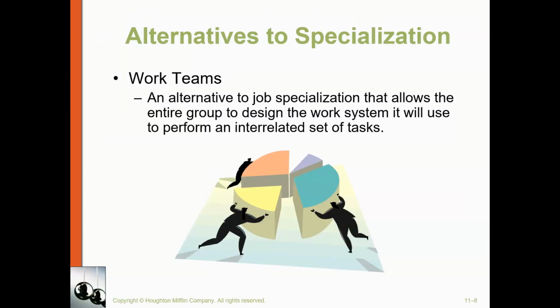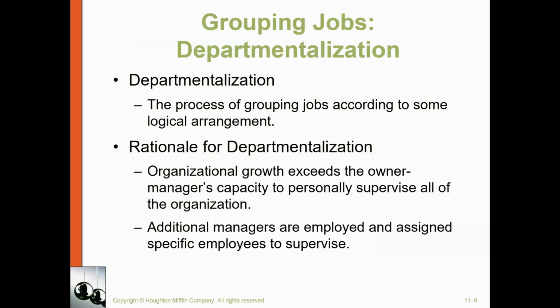Another alternative to specialization when we're talking about job design is to set up work teams. This gives the option of working together on something as opposed to individually, and can also be more satisfying for your employees. Let's move on to departmentalization. This is how we group jobs together. We try to come up with some logical arrangement of jobs, and we're going to look at some different examples.